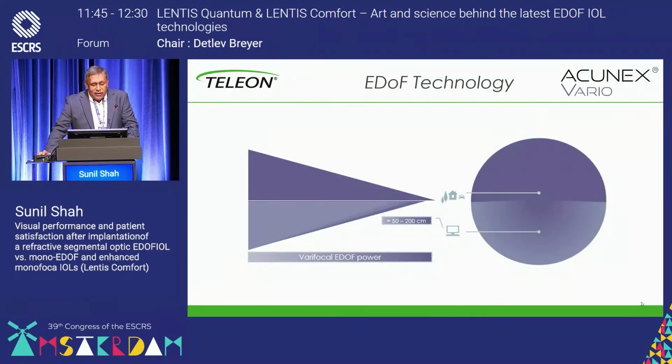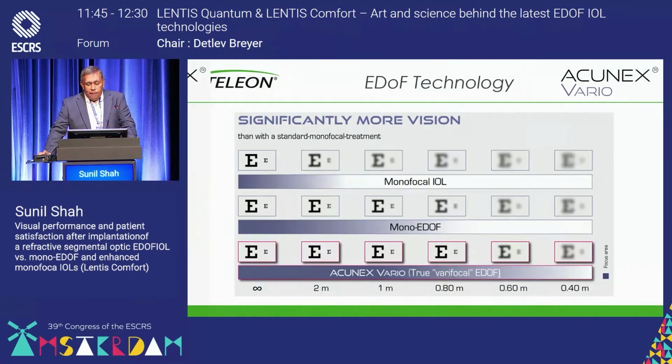So with EDOF technology, if you follow the color scheme through this, you'll see that the more purple we have, the better the vision in that area. With an EDOF lens, we're expecting excellent distance, but we're also expecting good vision at 50 to 200 centimeters. So we're talking about computing distance. Obviously, most people don't read at 50 centimeters. But as you'll see, we can get a lot more out of this just by a few tweaks.